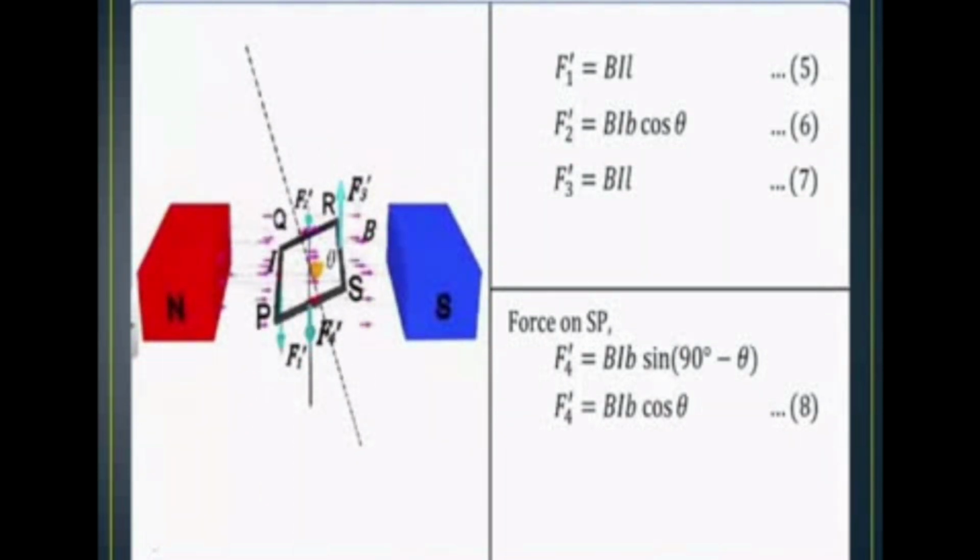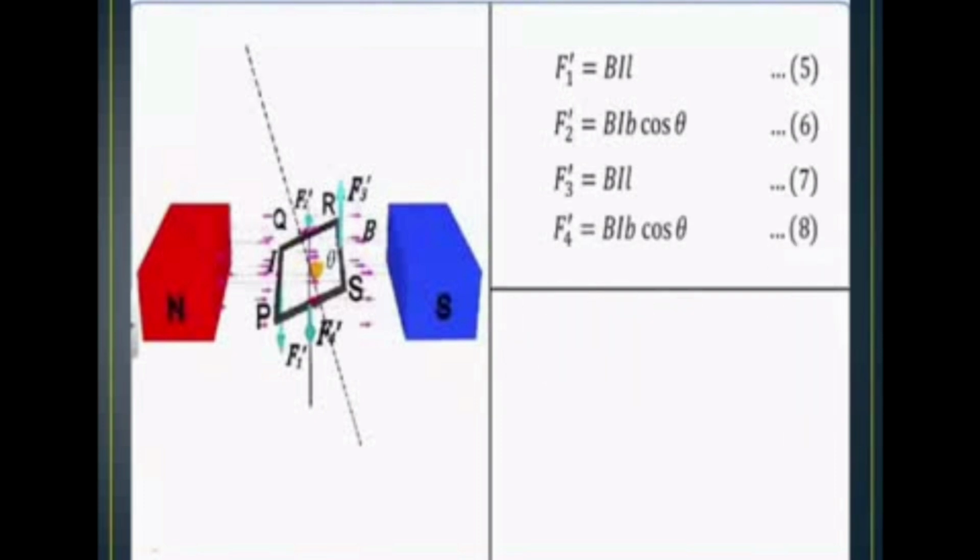So F2 dash and F4 dash are acting in the opposite direction, but they are collinear. This is acting in the same line. Same line and acting in the opposite direction means the two forces are equal and opposite, so it will become 0. But F3 dash and F1 dash are acting in the opposite direction. They constitute a couple. It is not collinear. But F2 dash and F4 dash are collinear, acting in the same line. So the resultant force becomes 0. The two forces are acting in the opposite direction.